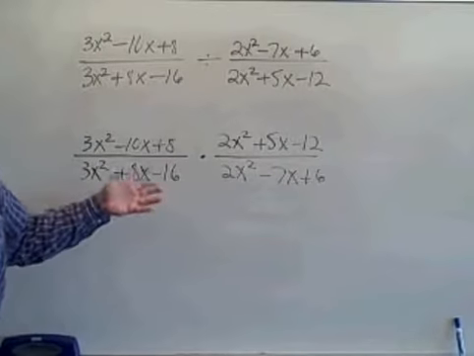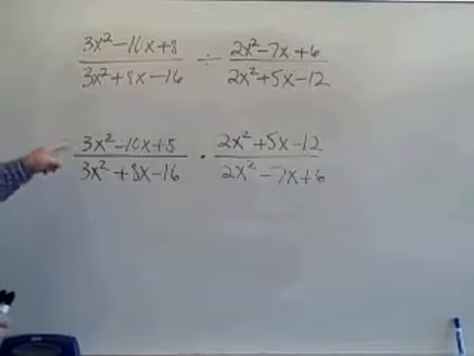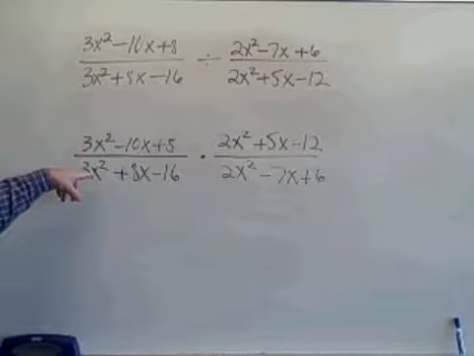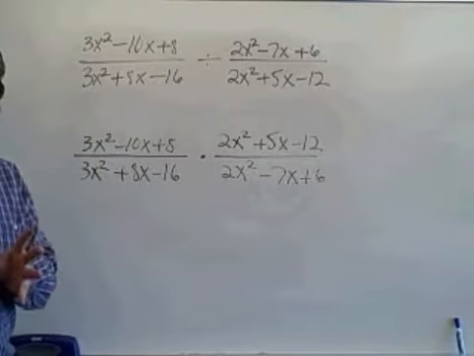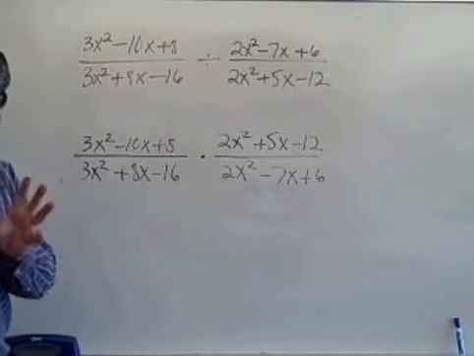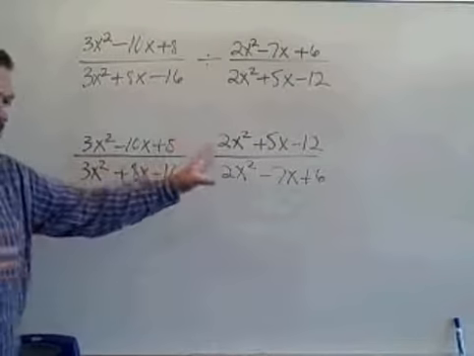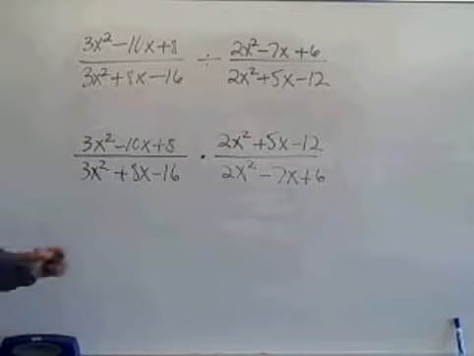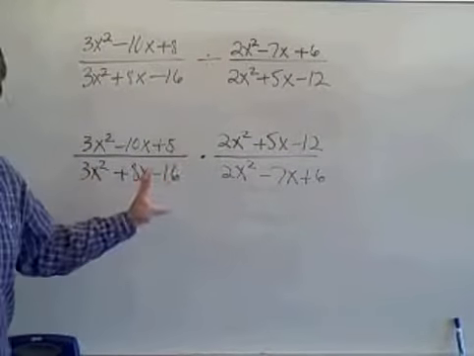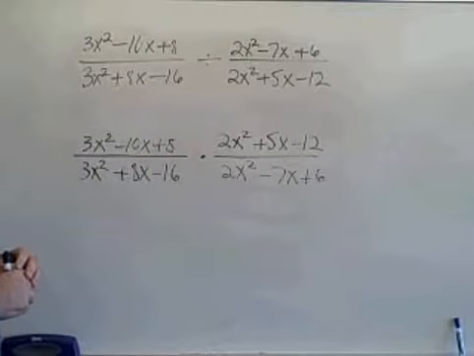The only way we can cancel is we have to get these polynomials in their factored form. I can't cancel those 3x squareds because they're tied up with subtraction and addition. We can only cancel when the quantities we are canceling are factors, which means they are multiplying, not adding and subtracting. Couldn't cancel the 2x squareds there either. Couldn't take the 6 into the 12 there. No, those are combining by addition and subtraction. We can only cancel when it's multiplication.